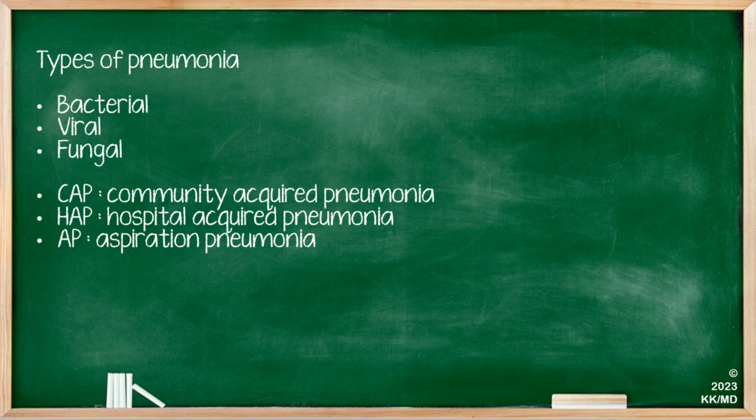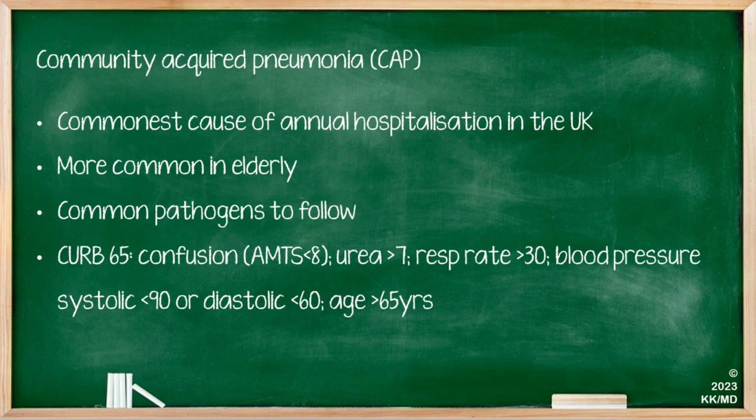However, as a recap, you generally have three types of pneumonia: bacterial, viral, and fungal. And the other way to categorize this is based on the location that the patient has been infected. So you can either have a community acquired pneumonia or CAP, a hospital acquired pneumonia or HAP, or sometimes you can have an aspiration pneumonia, which we will be discussing in future videos. For the purpose of this video, we will be concentrating on community acquired pneumonia or CAP.